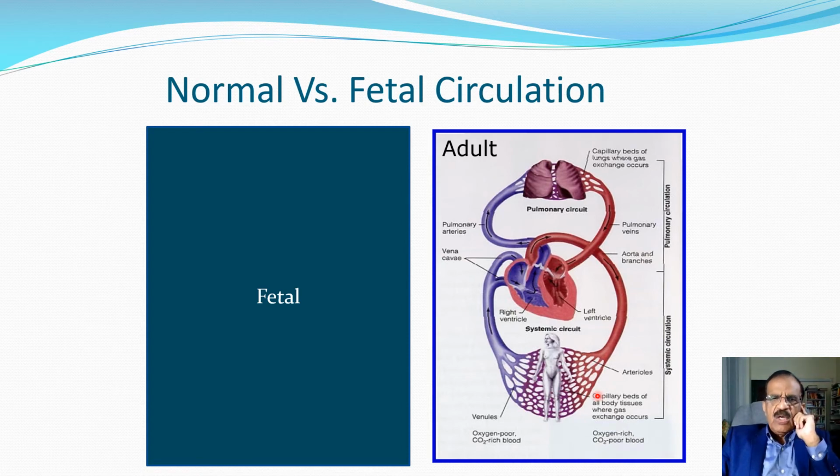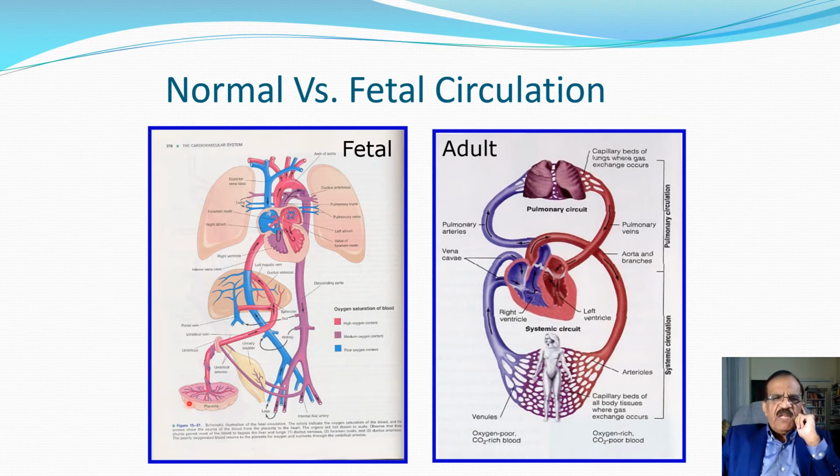Now let's see what is the difference in the fetal circulation. In the fetal circulation, the ventilating organ is the placenta. Now the placenta is getting oxygen from the mother. The placental veins bring the oxygenated blood, which is venous blood but colored red because it is oxygenated, to the inferior vena cava and then to the right atrium.